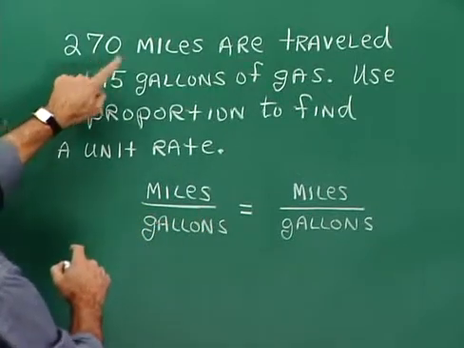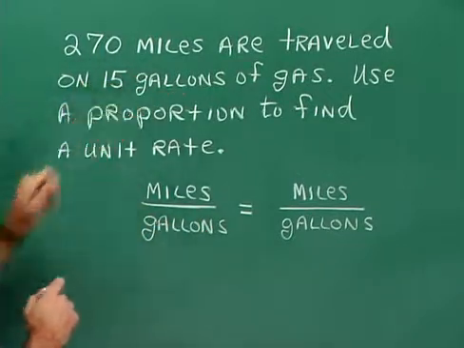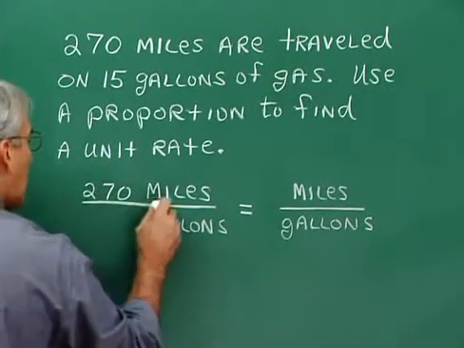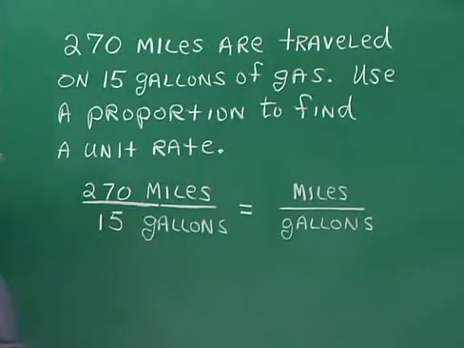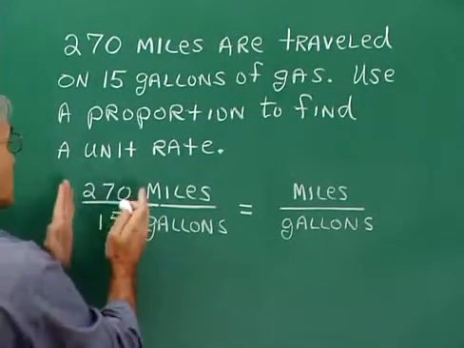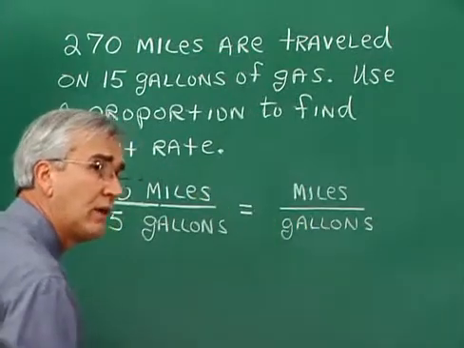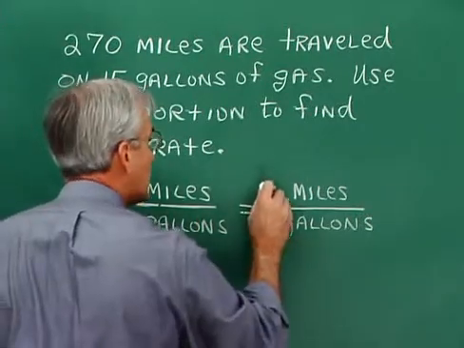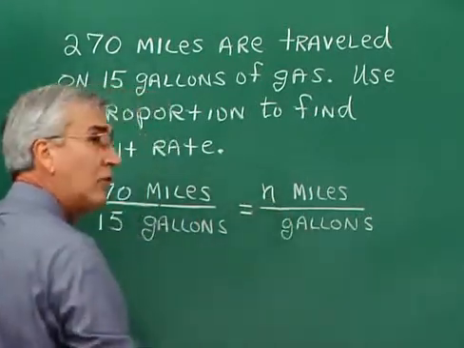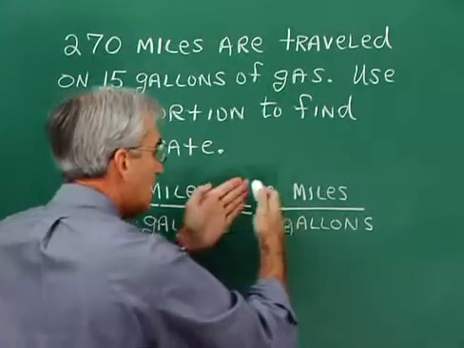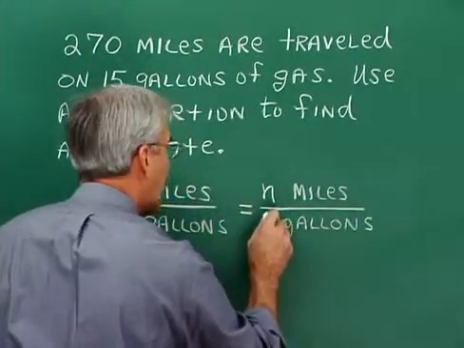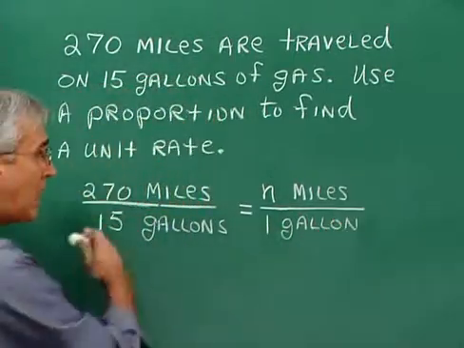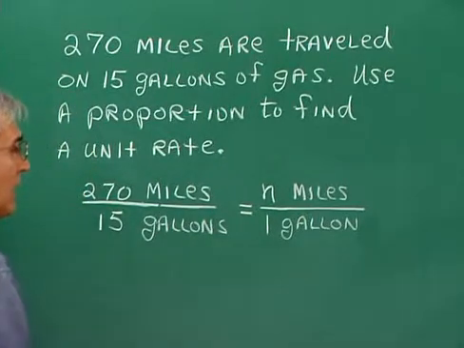It says 270 miles are traveled on 15 gallons of gas. So we have 270 miles on 15 gallons of gas. And we want to know what this corresponds to as a unit rate. Well, the number of miles in this unit rate is unknown to us, so we'll just let a letter stand in for the number of miles. And for unit rate, the idea is it's the number of miles on 1 gallon of gas. So n miles on 1 gallon. And now we have the structure for a proportion, and we go through and solve.